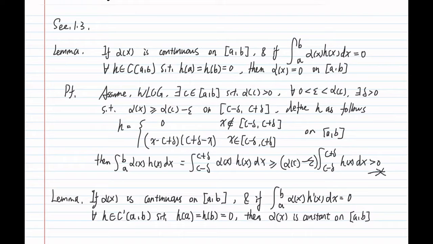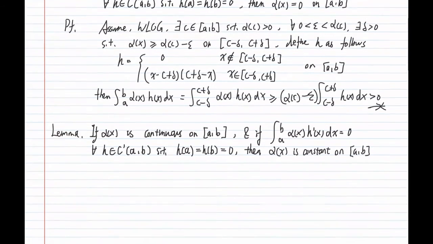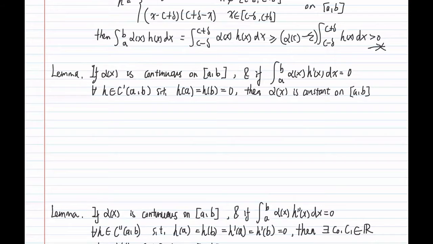All right, so this is fairly simple. Now let's continue to our next proof. The next lemma is stated as follows. We have the same condition that alpha(x) is continuous on [a,b]. And also, for any h in the space C1[a,b] with h(a) and h(b) equal to zero, the integral of alpha times h prime is always zero. If this is satisfied, then alpha is a constant on the interval [a,b].